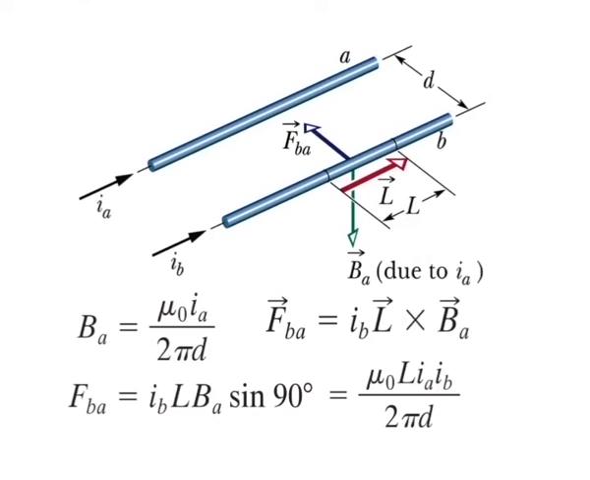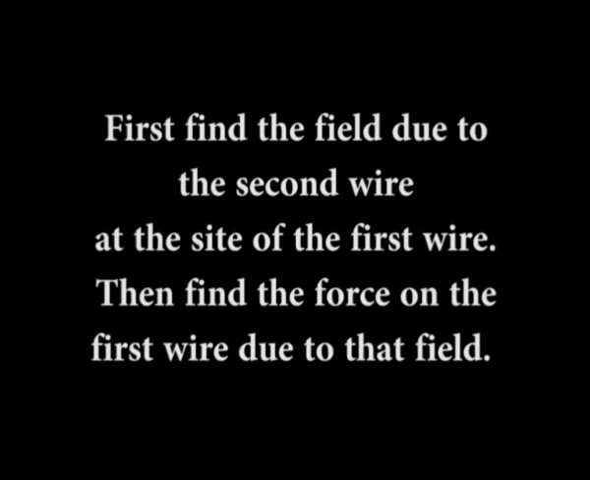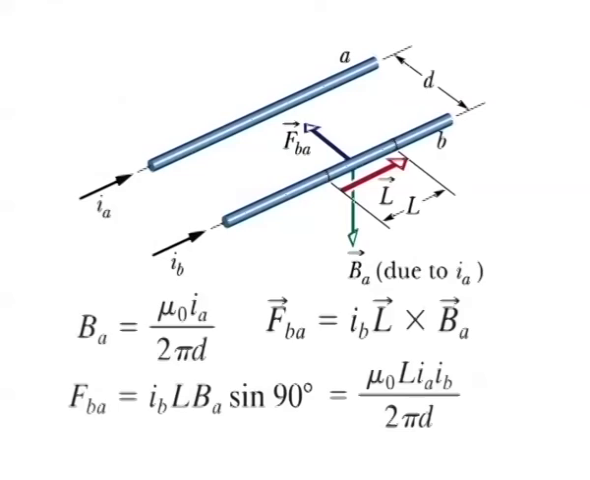The general procedure for finding the force on a current carrying wire is then: first find the field due to the second wire at the site of the first wire, then find the force on the first wire due to that field. We could now use this procedure to compute the force on wire A due to the current in wire B. We would find that the force is directly towards wire B. Hence, the two wires with parallel currents attract each other. Similarly, if the two currents were anti-parallel, we could show that the two wires repel each other.